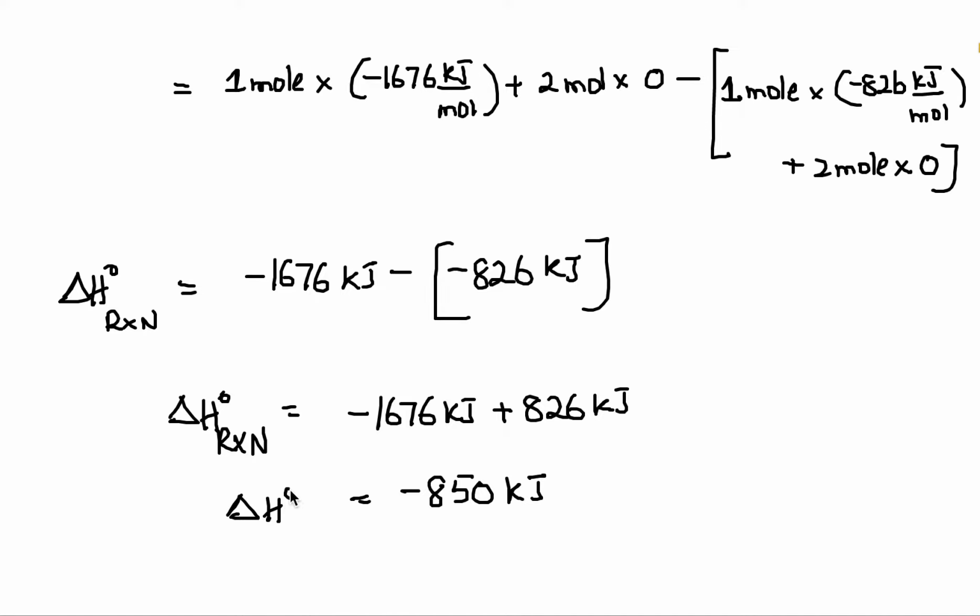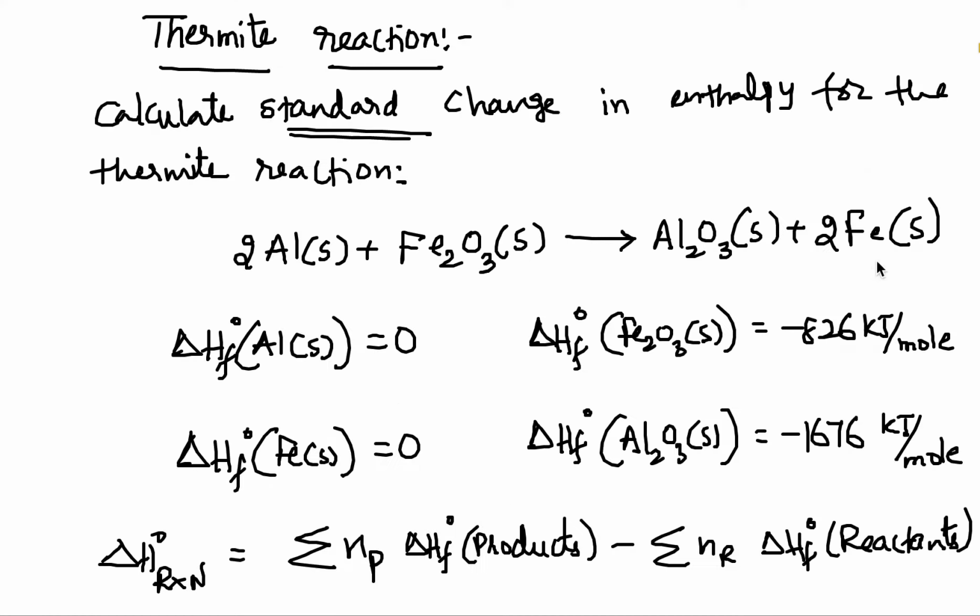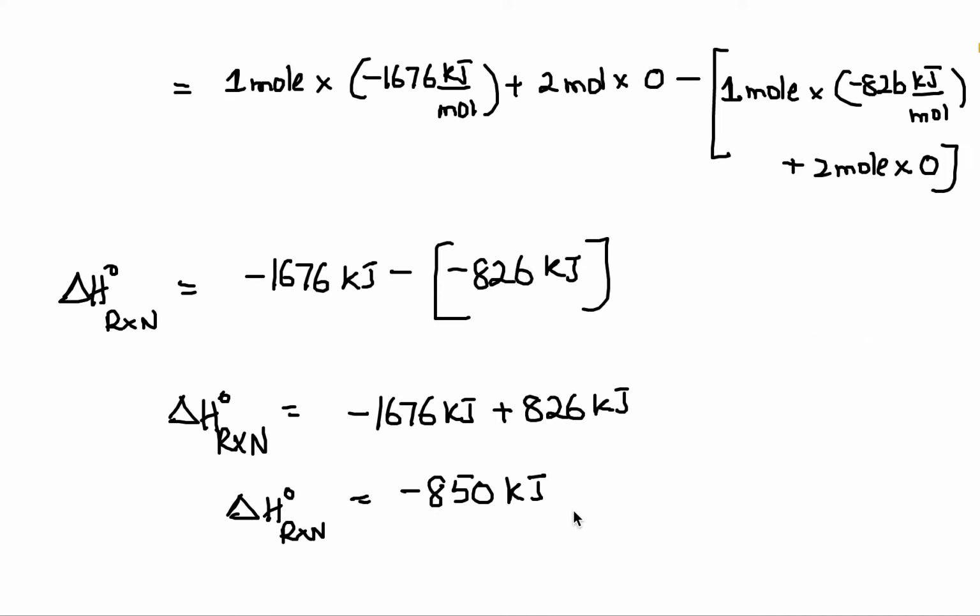That is negative. So what does it mean? In this reaction, 850 kilojoules of heat will be released. If we look at the balanced equation, what it clearly tells us is that it is 2 moles of iron. So for every 2 moles of iron production, there will be a release of 850 kilojoules of energy.